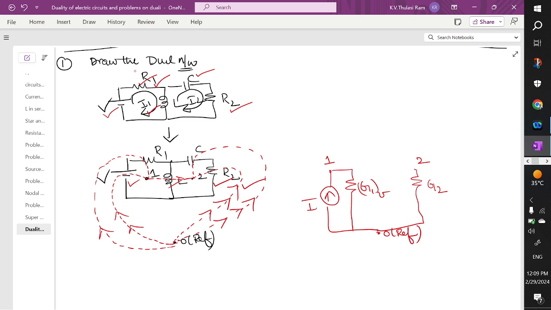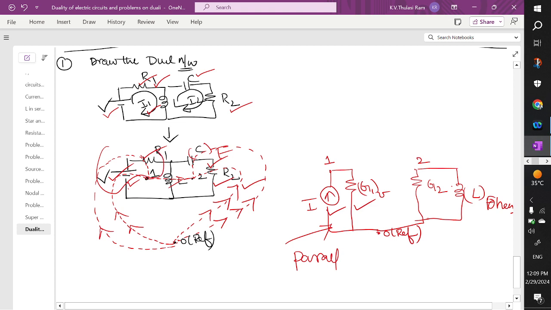Next, 2 to 0 you have a capacitor. Replace that capacitor with an inductor. This capacitance is in farads, and the same capacitance is replaced with inductance, in Henry. Now you see here, this voltage source and this resistive branch are in series connection. This current source and this conductance are in parallel.